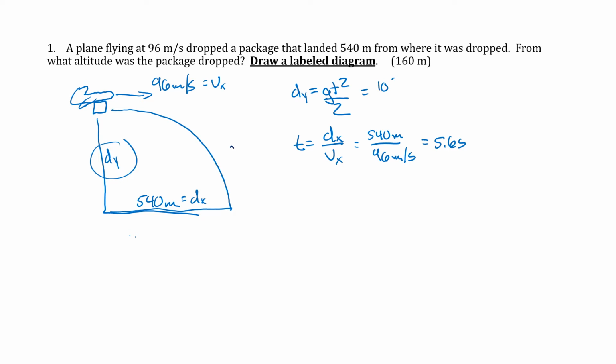And then we go up here and do 10 meters per second squared times 5.6 seconds, quantity squared divided by 2. And we find out that we are 160 meters above the ground when we hit it. Okay. So pretty straightforward, 2 steps, 2 equations. Again, find the time from the x-axis, use that to find our information.